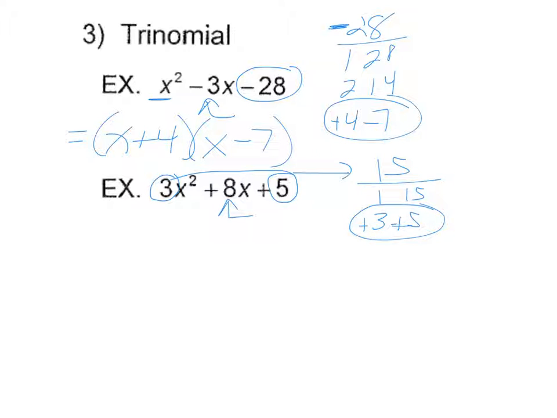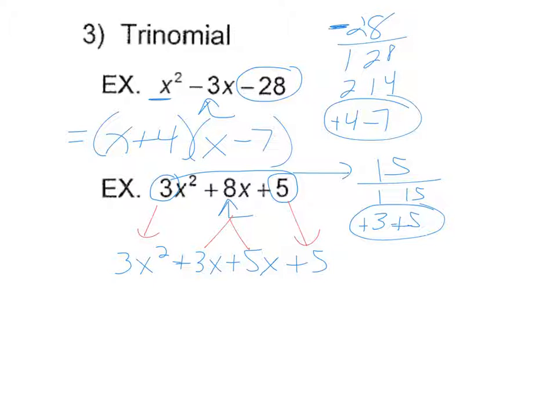But I can't just go straight to my parentheses now. I'm going to rewrite the 3x squared and then the 8x is going to split into the 3 and the 5. So plus 3x plus 5x, and then bring down the plus 5.